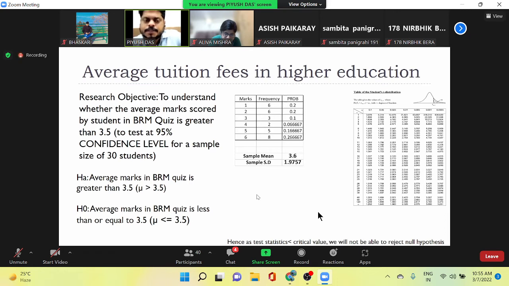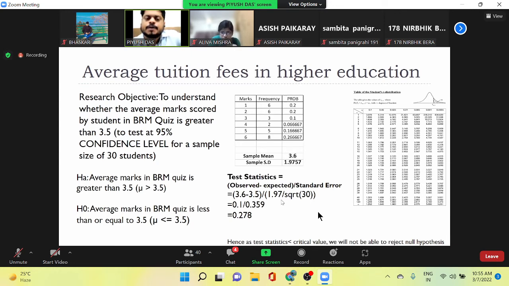The formula of the test statistic is your observed value, the value you observed, 3.6 from the sample data, minus the expected value. What is my expected value? I'm expecting 3.5. That is what I want to test, or my test value, right? Observed value minus expected value divided by the standard error. The formula of standard error is your standard deviation divided by the square root of n, right?